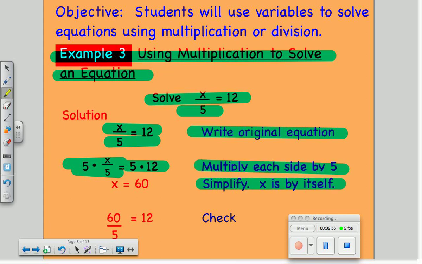And then we're going to simplify so x is by itself. So these 5's cancel and I have x by itself. 5 times 12 is 60. And x is 60 then. Replace 60 in the equation to check it. 60 divided by 5 is indeed 12, so it checks.